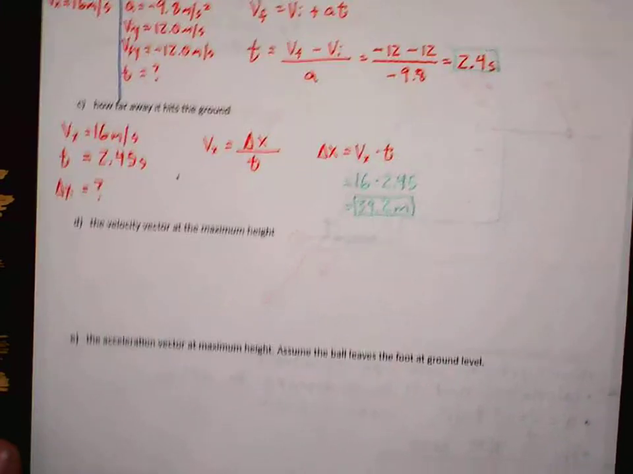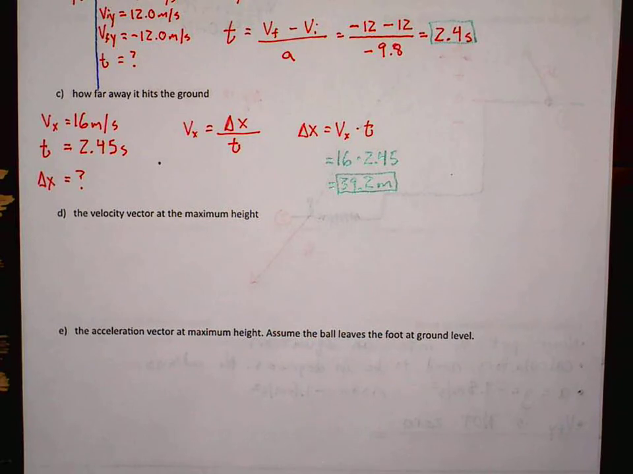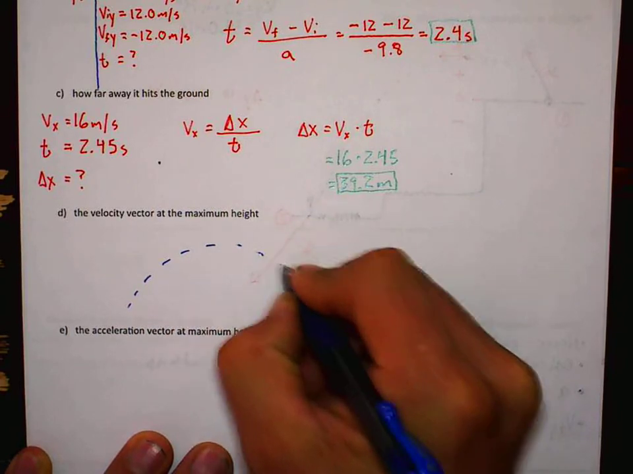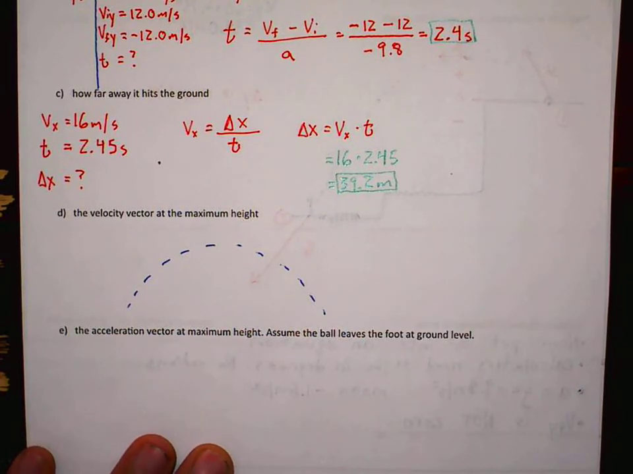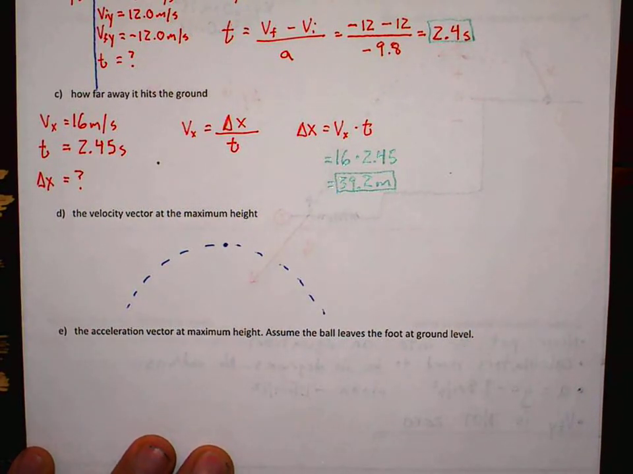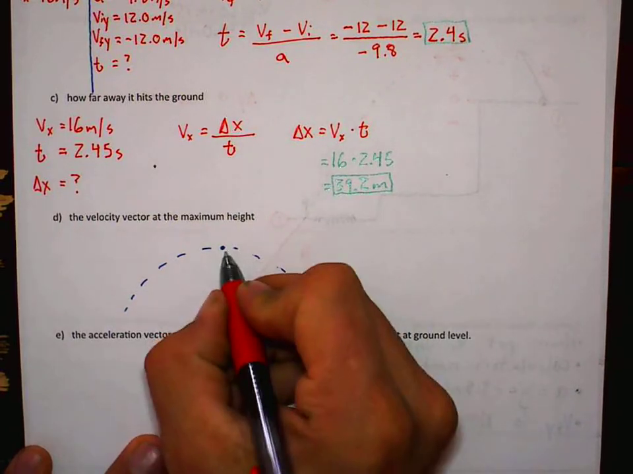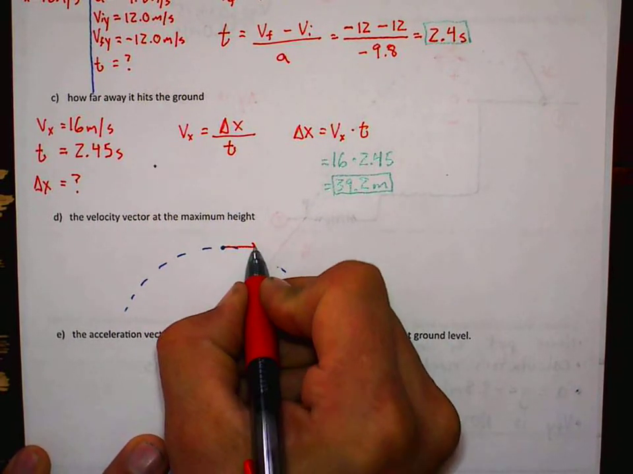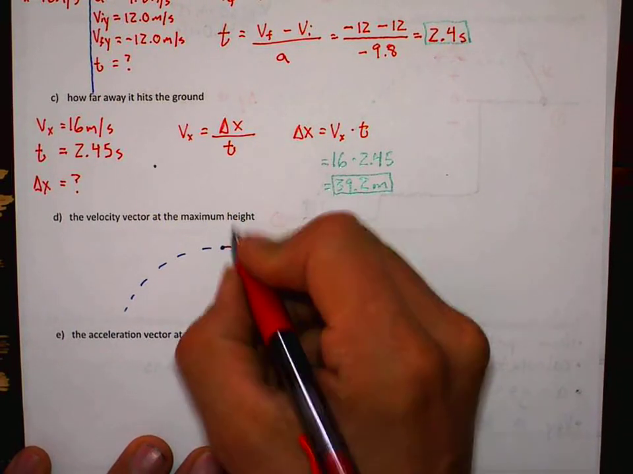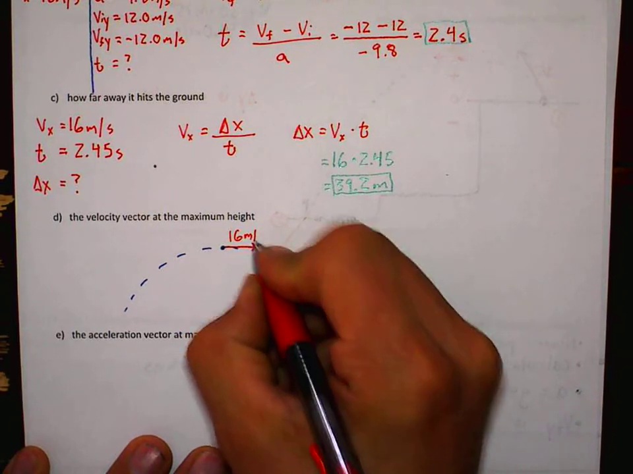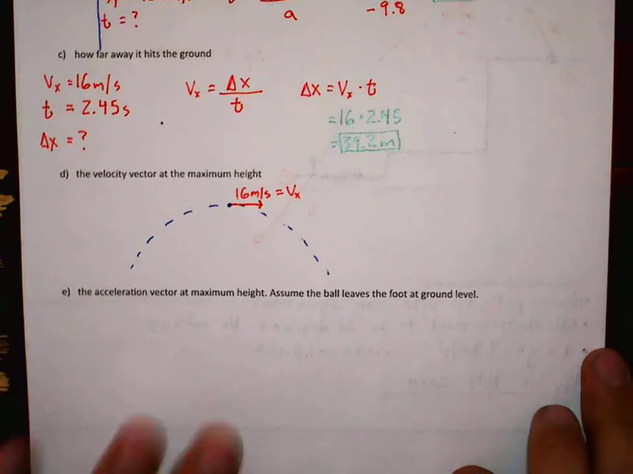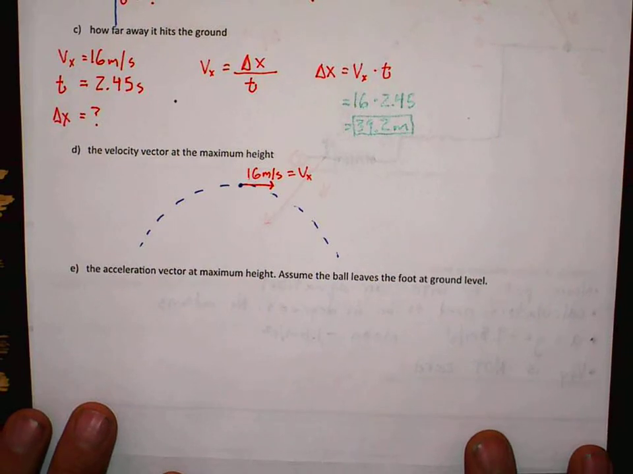Come on, it's Halloween. All right, the velocity vector at the maximum height. Okay, this is easy. We're not going to really have to do much here. Okay, let's draw the velocity vector at the maximum height. Okay, there's the point. I've been using red for that. Okay, so it is only going horizontal. All right, and how fast is it going? 16 meters per second. Okay, it's just equal to our Vx.